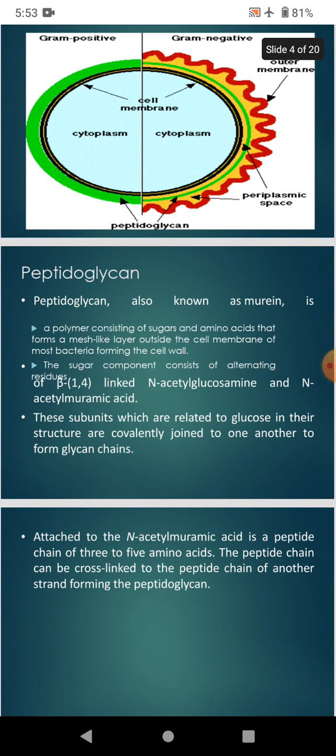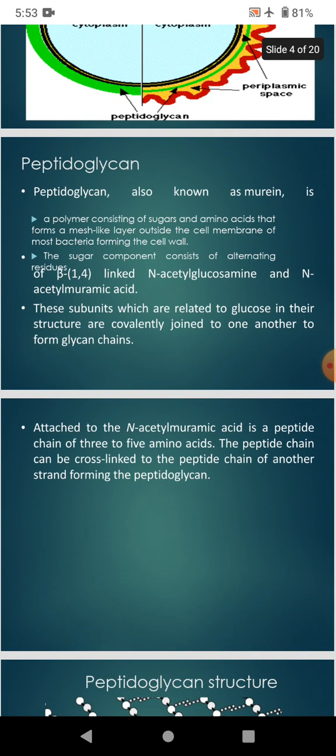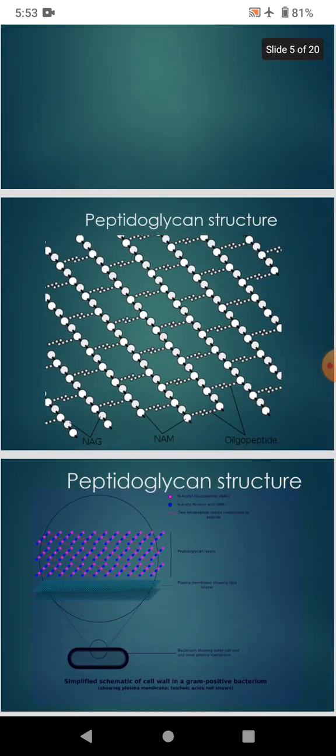These subunits, which are related to glucose in their structure, are covalently joined to one another to form glycan chains. Attached to the N-acetyl muramic acid is a peptide chain of 3 to 5 amino acids. The peptide chain can be cross-linked to the peptide chain of another strand, forming the peptidoglycan. This is the structure of peptidoglycan.